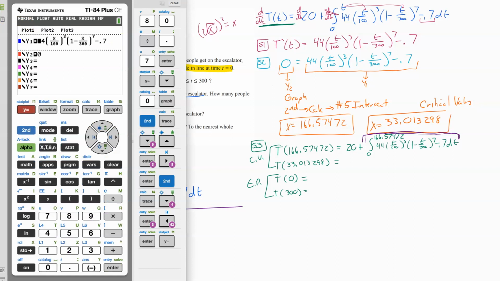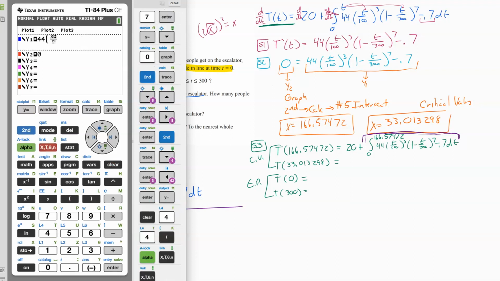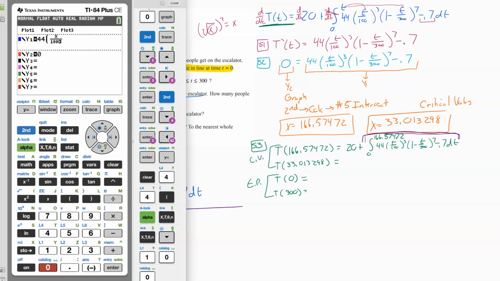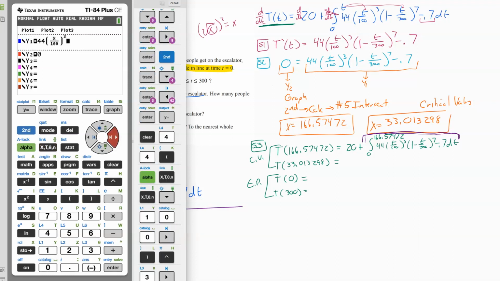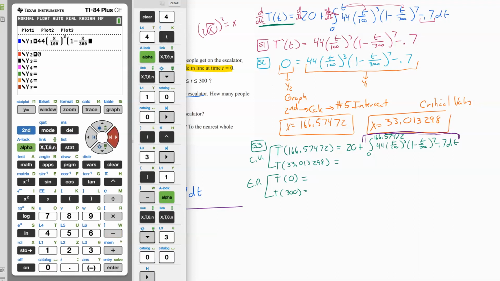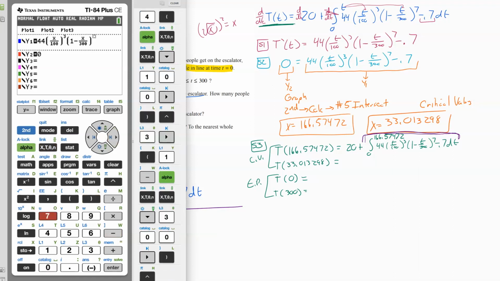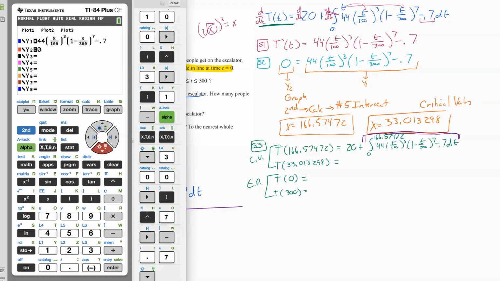So back into the y equals, I'm going to clear out the 0. Oh, I just cleared out my full equation. That happens sometimes. So 44 parentheses x divided by 100, and then close it, raise it to the third, and then multiply that by 1 minus, get a fraction again, x divided by 300, close that, raise that to the 7th, and then minus 0.7, and then go to the down and hit clear.